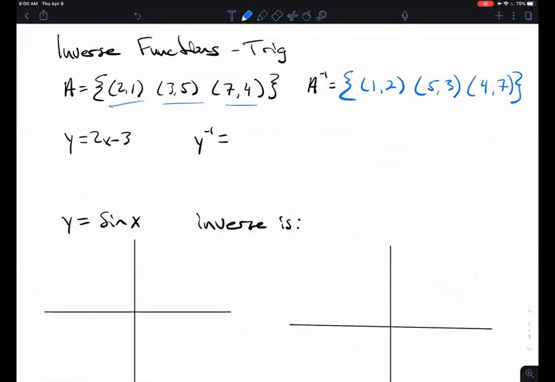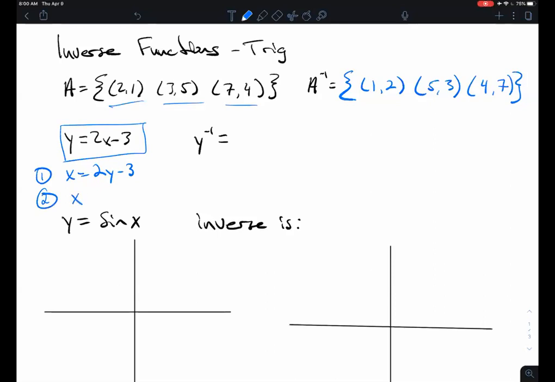So for the example here, if y equals 2x minus 3, do you guys remember how to solve for the inverse? You probably learned this at some point. You have to switch x and y and then solve for y. So to solve for this y inverse equation, switch x and y, that's your first step. And now we want to isolate y.